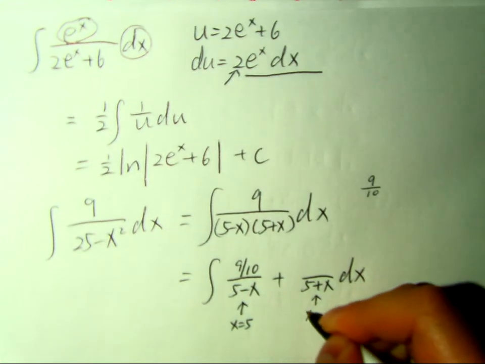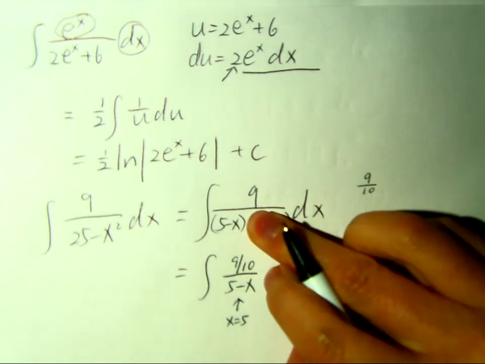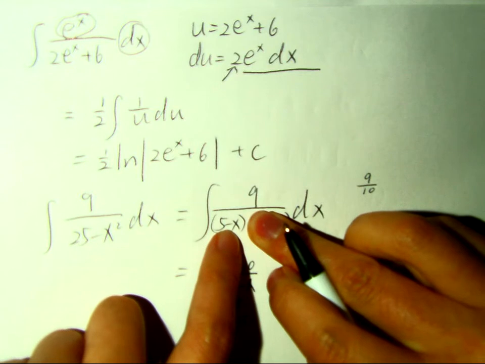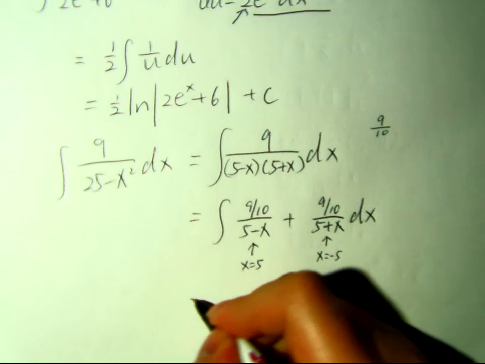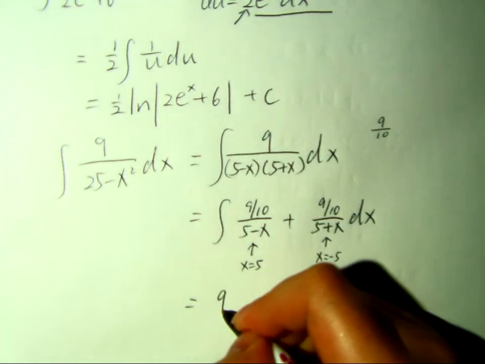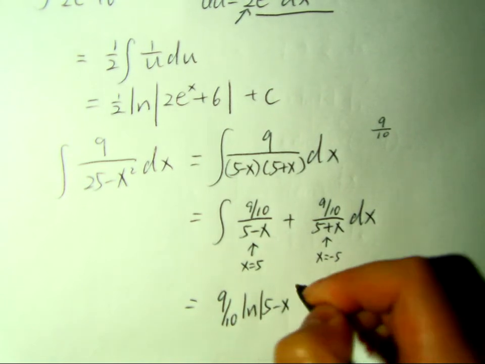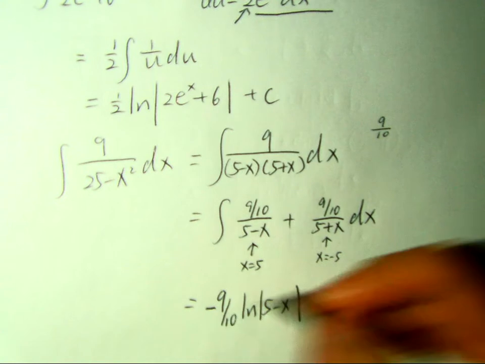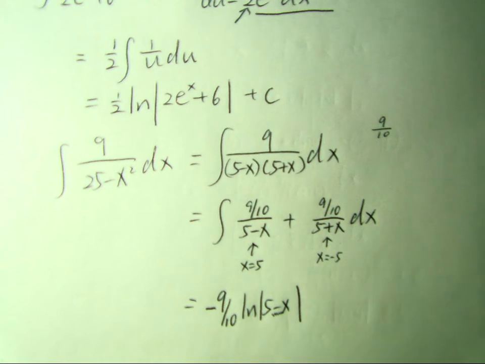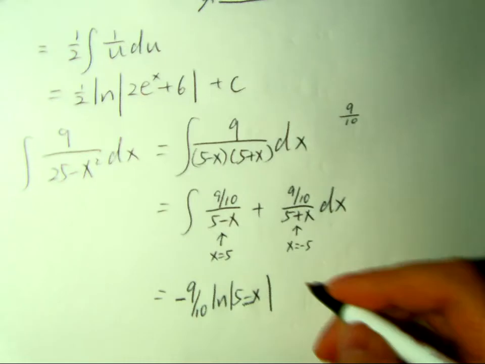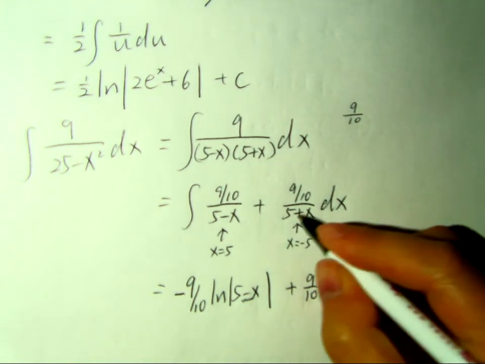And when we're doing this one, x is negative 5. So by plugging negative 5 in here, covering this term, 5 minus negative 5 will be plus, so we also have 9 over 10. And when we have the same denominator, you can have 9 over 10 here, and the natural log of 5 minus x. You have to put a negative sign in front for this one because we have a subtract x. That's why you have a negative sign. And you don't have a negative sign for the second one because we have plus x.